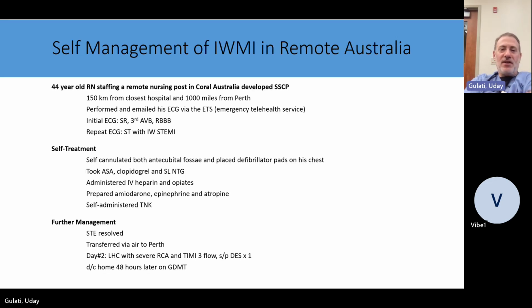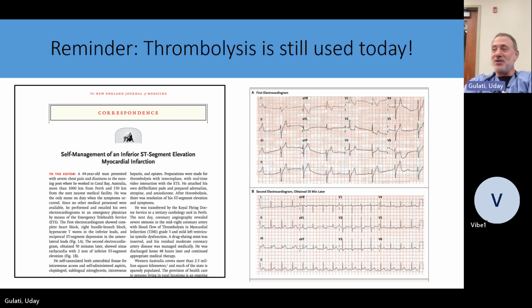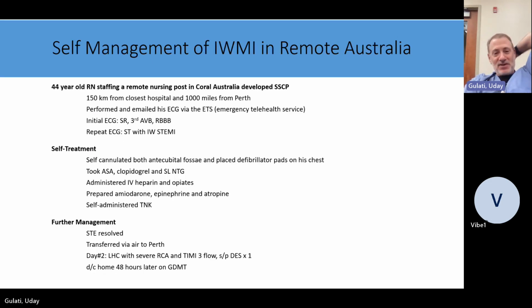So he self-cannulated both antecubital fossas. He placed defibrillator pads. Yeah, I'm not making this up. Look, New England Journal of Medicine, right? He put 2 IVs in himself. He took aspirin. He took Plavix. He took a sublingual nitroglycerin. He gave himself heparin and opioids. He had amiodarone, epinephrine, and atropine nearby, and he self-administered tenecteplase.